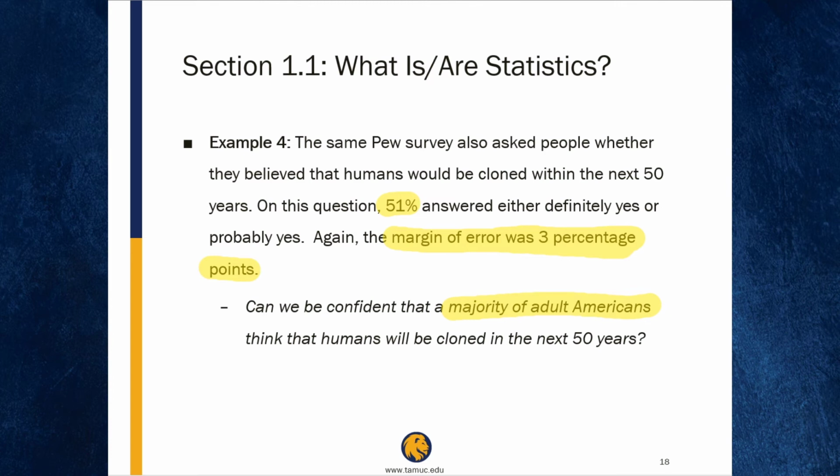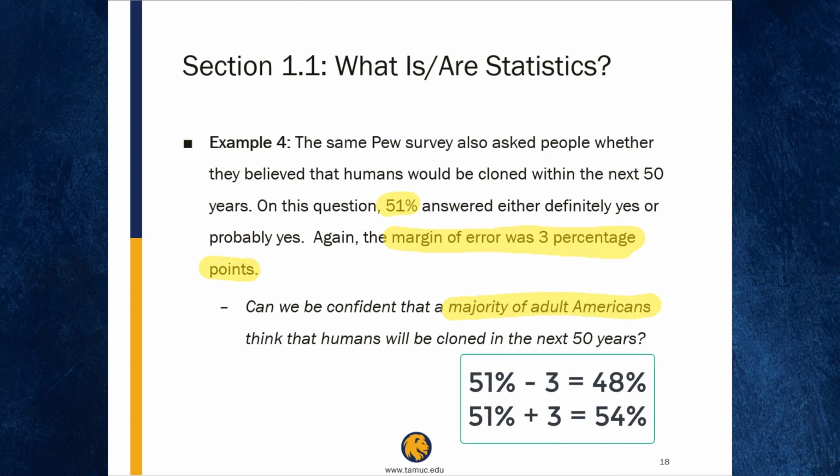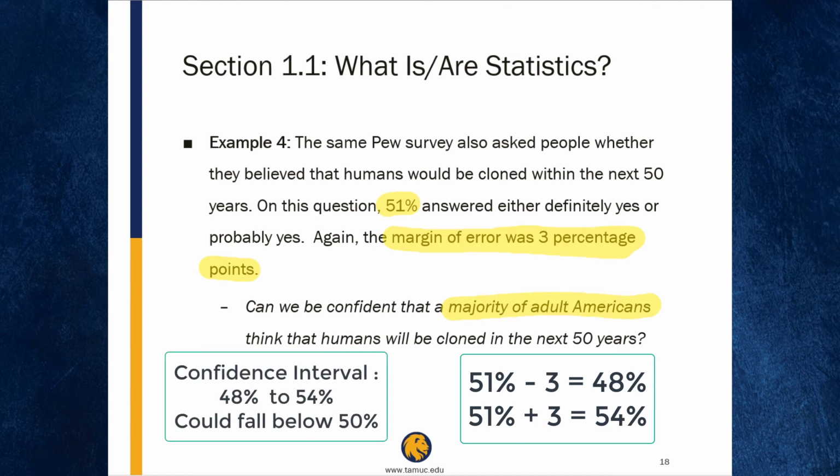If we take our margin of error and subtract it from 51 and add it to 51%, the range of numbers for the confidence interval will go from 48% to 54%. So what that tells us is the population parameter, that is the percentage for all adult Americans, might actually fall below 50% because it can range between these two numbers. And so in this case, we cannot be fully confident that a majority, greater than 50%, would agree with this question.